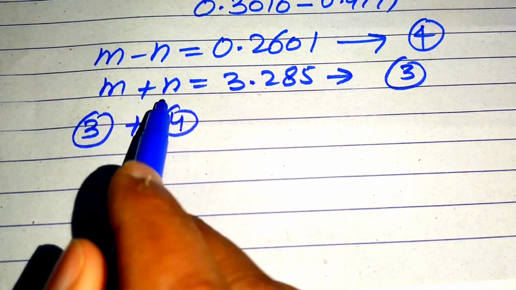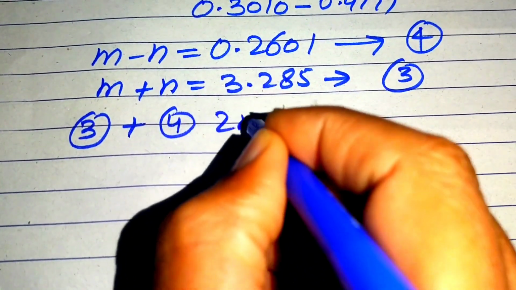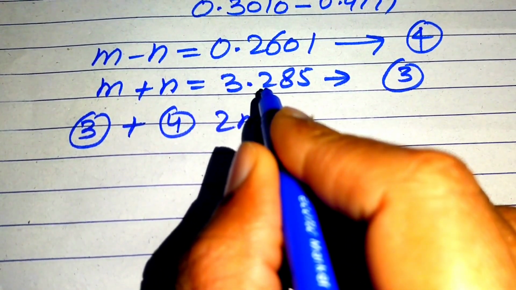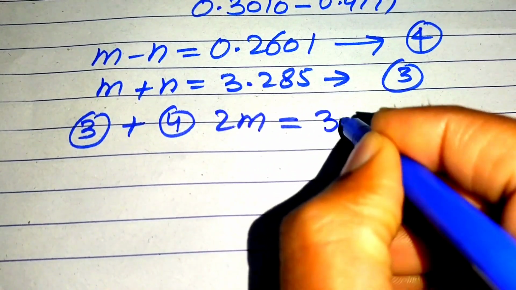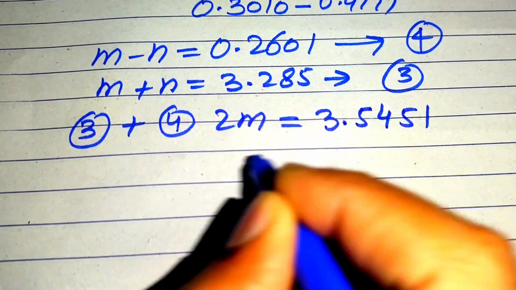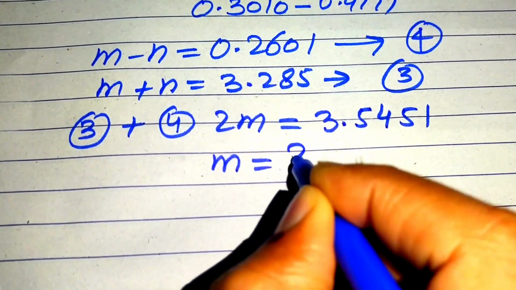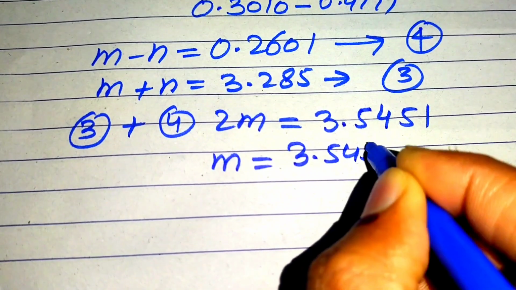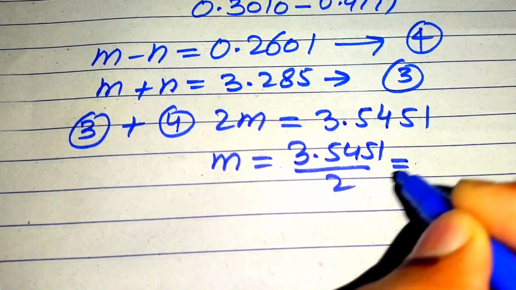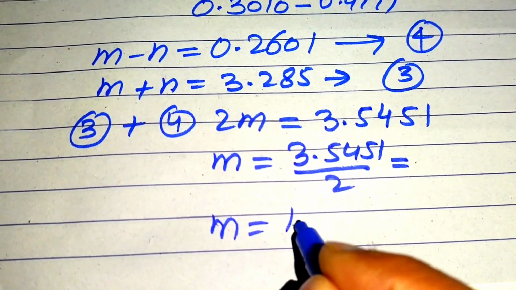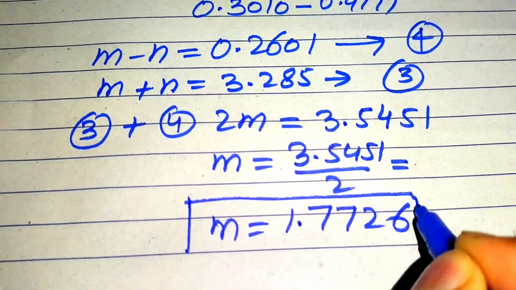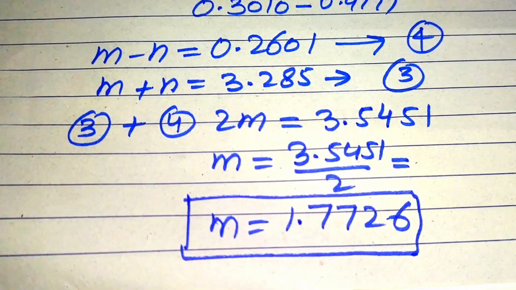You see that minus n plus n are cancelled by each other and we get 2 times m equals, here you add these two terms and we obtain 3.5451. So when we divide by 2 on the right hand side, you get 3.5451 divided by 2, and m equals 1.7726. So this is the value of m.